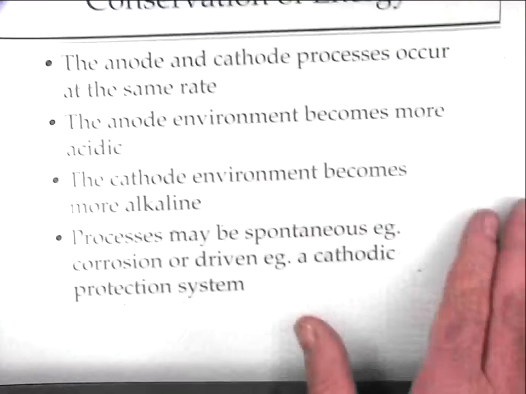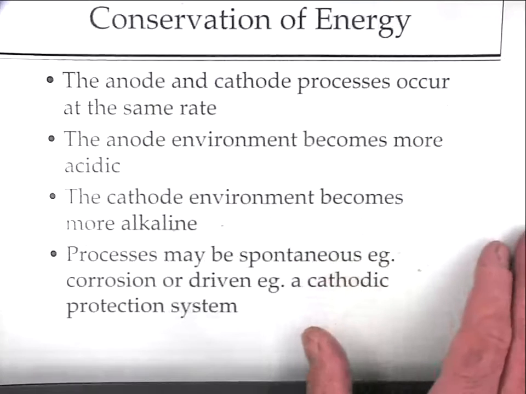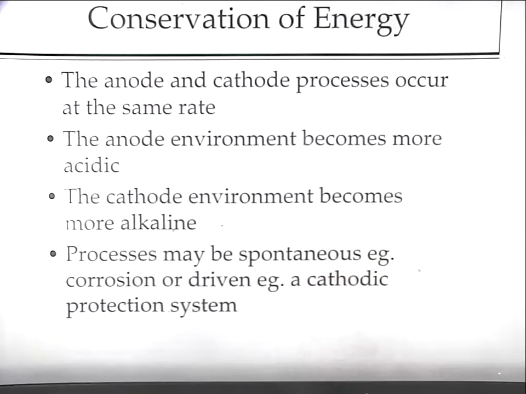This is just a note about conservation of energy, which we mentioned briefly the other day. The processes have to occur at equal and opposite rates, so if you generate some electrons somewhere, they've got to be used up elsewhere. Locally, providing there isn't solution refreshment, then locally the anode environment becomes acidic and the cathode environment alkaline.